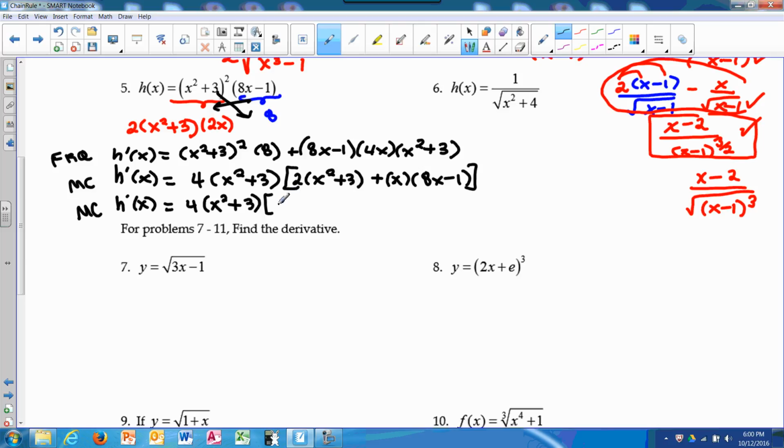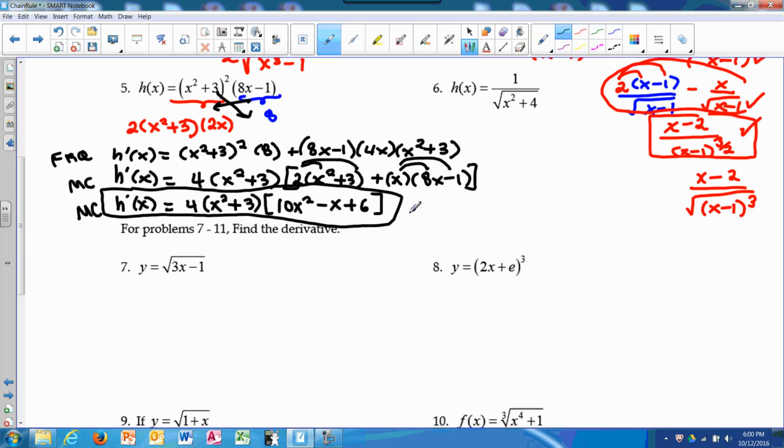So still simplifying for my multiple choice: 4, quantity x squared plus 3. If I simplify, I have 2x squared plus 6, 8x squared minus x. So 2x squared and 8x squared is 10x squared. Plus 6 and minus x, just minus x and plus 6. They don't combine because they're not like terms. So that's it. That's all I can factor out.